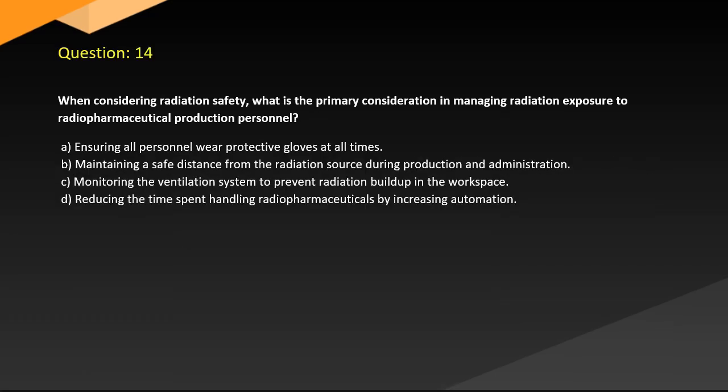Question 14. When considering radiation safety, what is the primary consideration in managing radiation exposure to radiopharmaceutical production personnel? A. Ensuring all personnel wear protective gloves at all times. B. Maintaining a safe distance from the radiation source during production and administration. C. Monitoring the ventilation system to prevent radiation buildup in the workspace. D. Reducing the time spent handling radiopharmaceuticals by increasing automation.